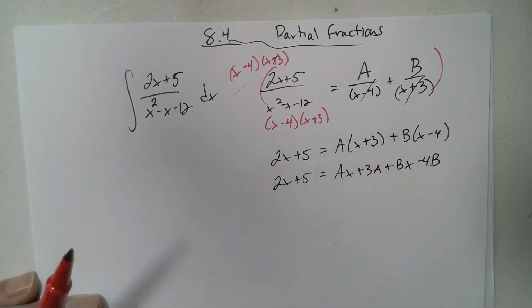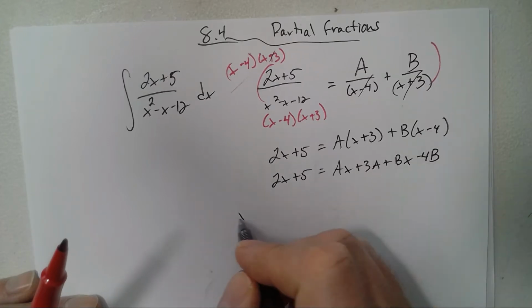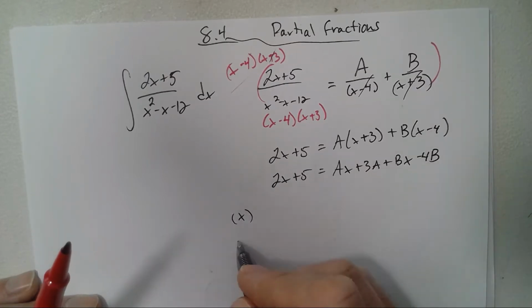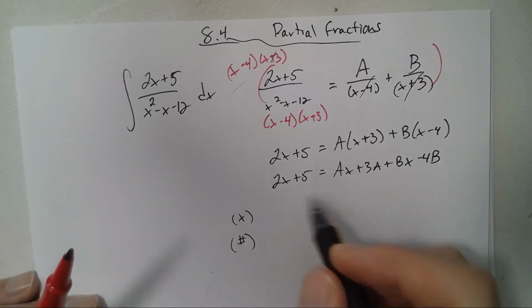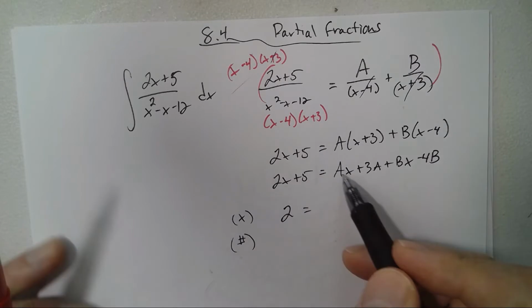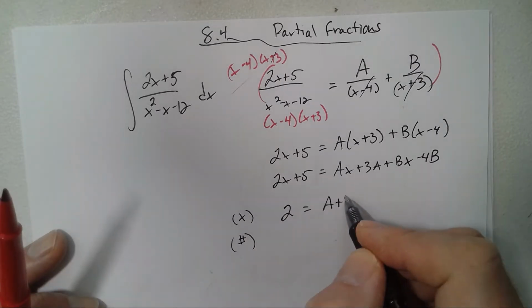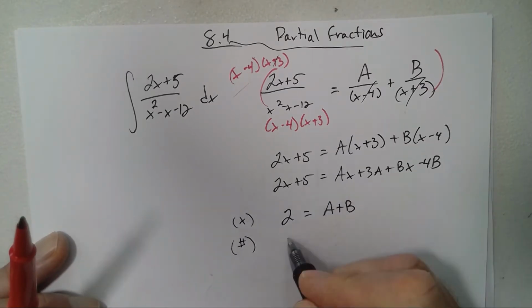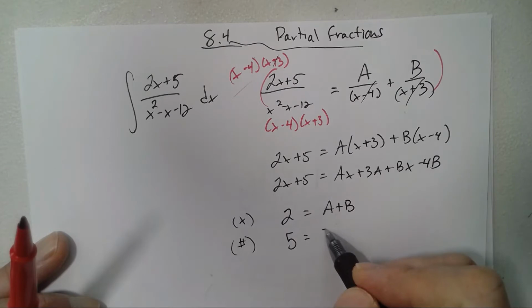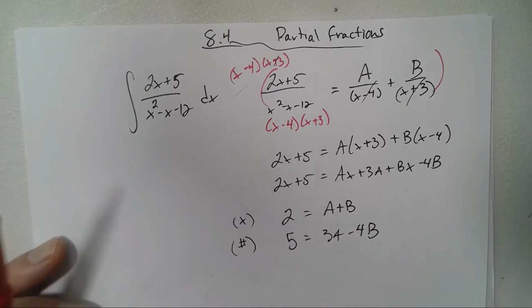And then we can set up a system of equations where you have one for the x and another one for the constant. So how many x's do I have on the left side? I have 2. And how many x's do I have on the right side? I have A plus B. And as far as constants goes, I have 5 on the left, and I have 3A minus 4B on the right. So we have a system of equations.